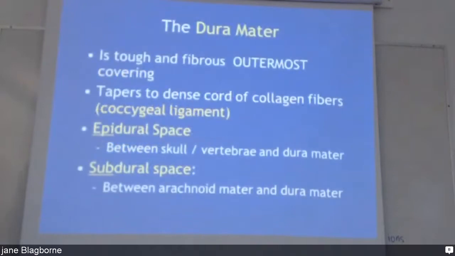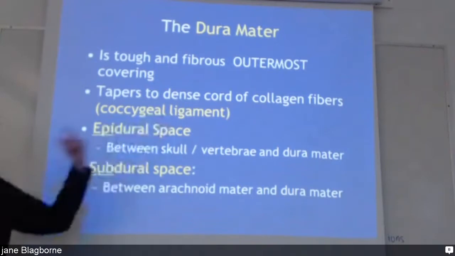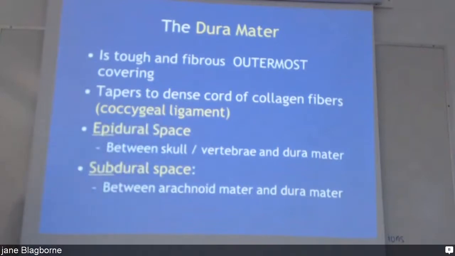The dura mater is the outermost covering, and it's fibrous and tough. It tapers to a dense cord, the coccygeal ligament, that's attached down here to keep the spinal cord in place.